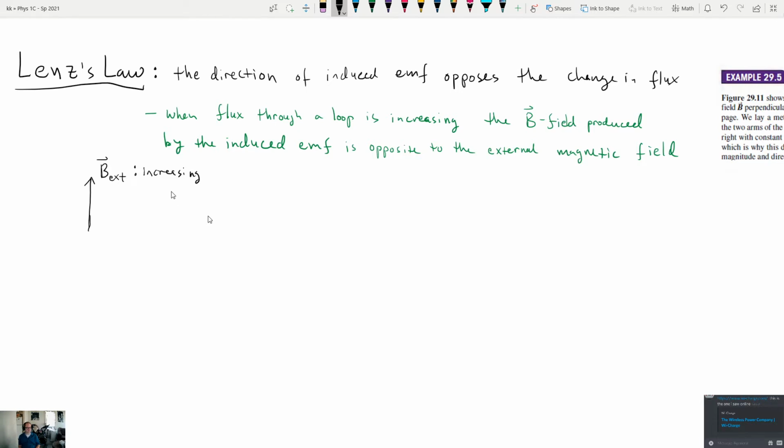Okay, so the external magnetic field is increasing in time, okay? And that's what that subscript means. B_ext is external.